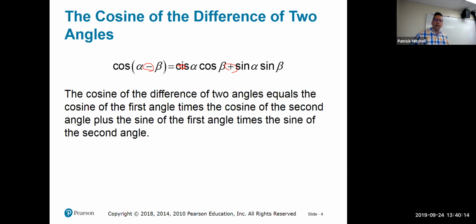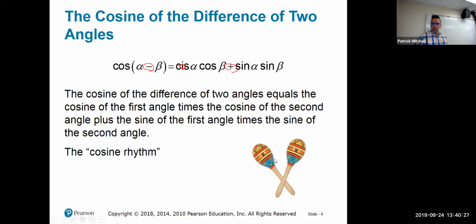It turns out that there is a sort of rhythm to the cosine formula. And it goes something like cosine, cosine plus sine, sine. Cosine, cosine plus sine, sine. Helps me remember that.